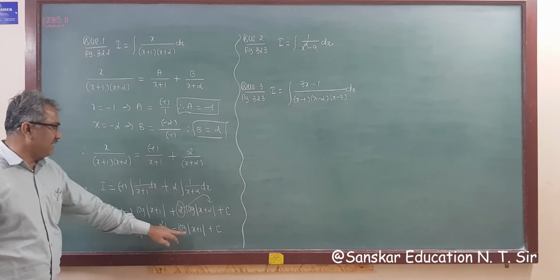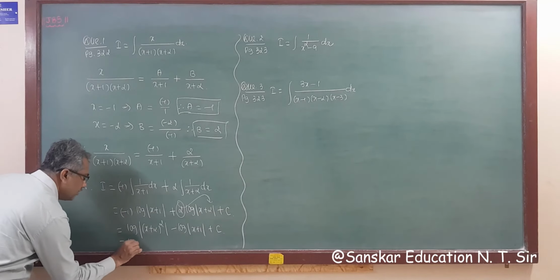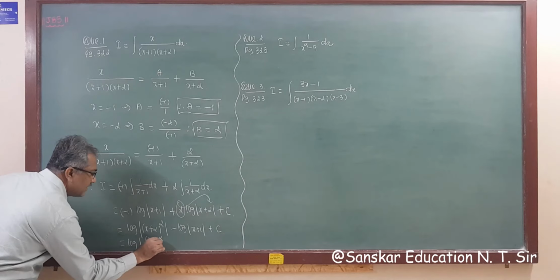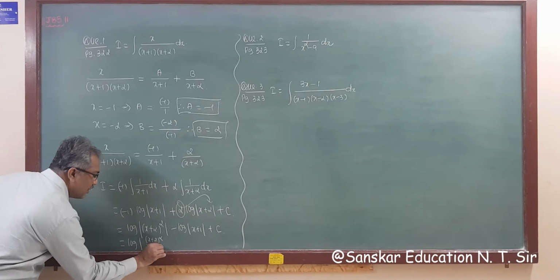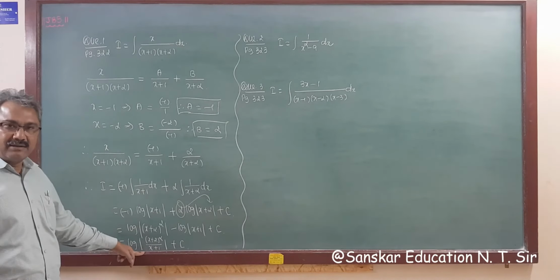So now log a minus log b is log a upon b. So we will get log modulus x plus 2 whole square, right? Whole upon x plus 1 plus c. I have to write small letters, you know. What I write here, it's clearly visible.